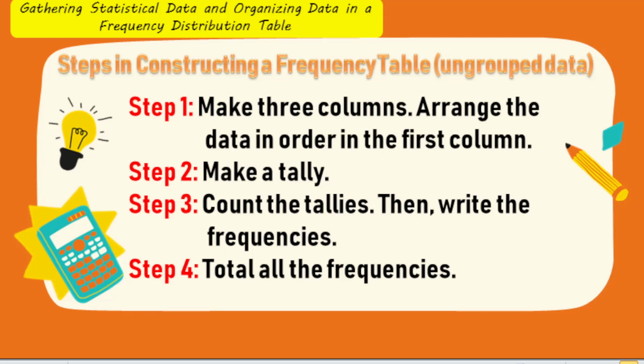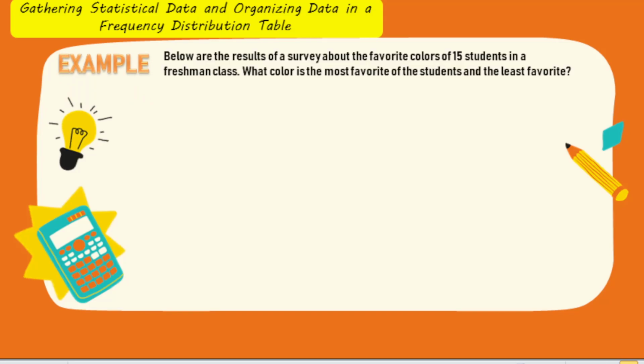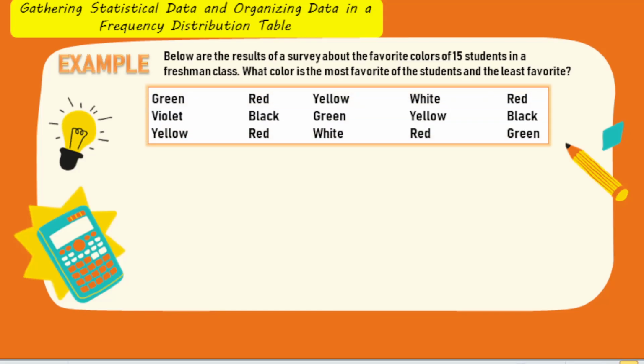So, magbigay tayo ng isang example kung paano nga ba makakapag-construct ng frequency table. So, here is the example. Below are the results of a survey about the favorite colors of 15 students in a freshman class. What color is the most favorite of the students and the least favorite? So, alin ba yung pinaka-paborito ng mga estudyante, 15 na estudyante na nakasali sa survey at yung kakaunti lang yung nag-favorite sa color na yon. Ang may favorite sa color na yon.